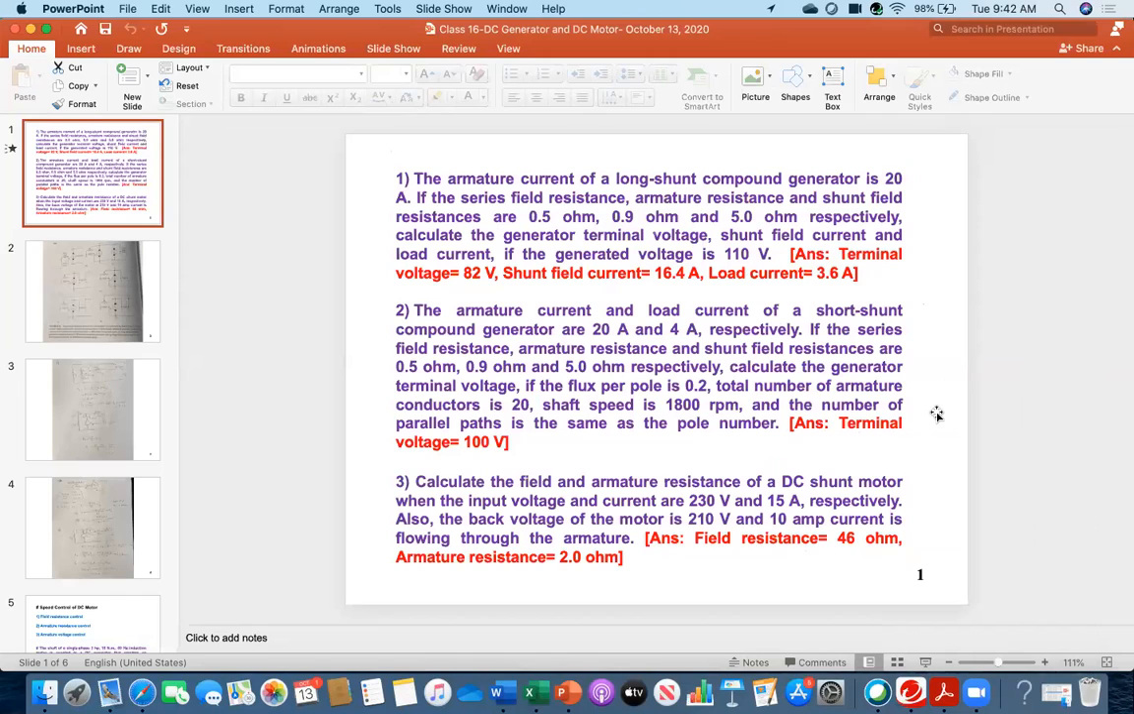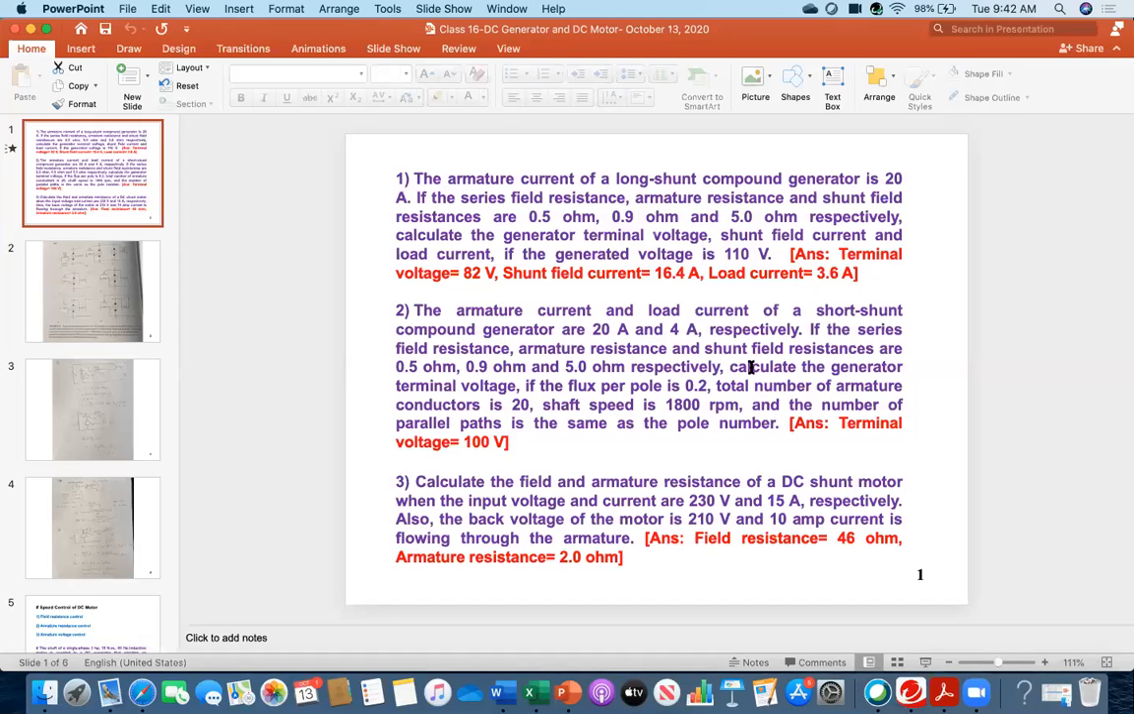As you know, in last class we were solving problems, and I think we are done with problem number 1. So, can you now start problem number 2, 3? Problem 1 was about a long shunt compound generator, and problem 2 is about a short shunt compound generator.